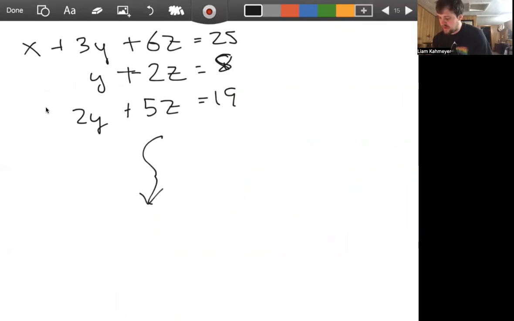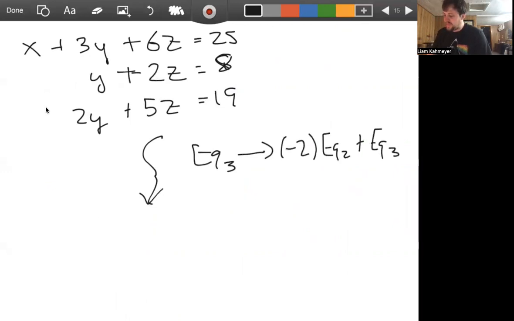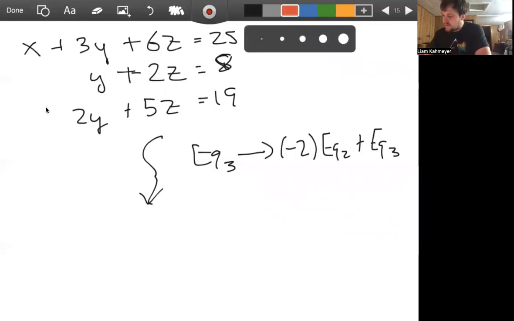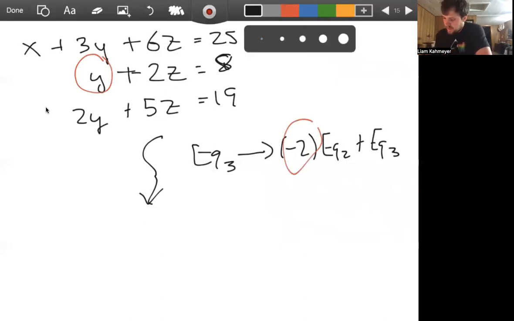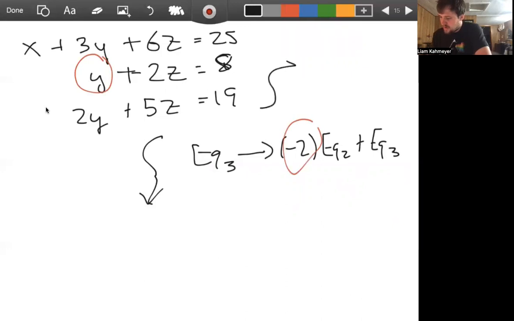And so now when we take equation 3 and replace it with -2 times equation 2 plus equation 3, let's see what we get, right? And again, we picked this number because if we multiply y up here by -2, then once we add these equations, we can get that variable to disappear, right?